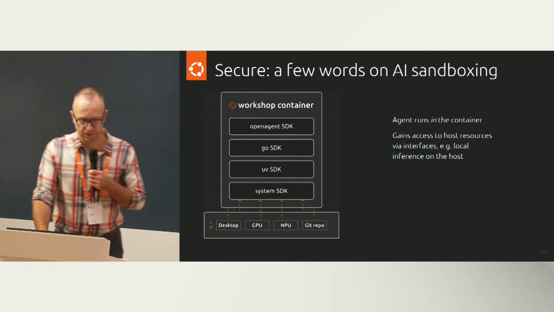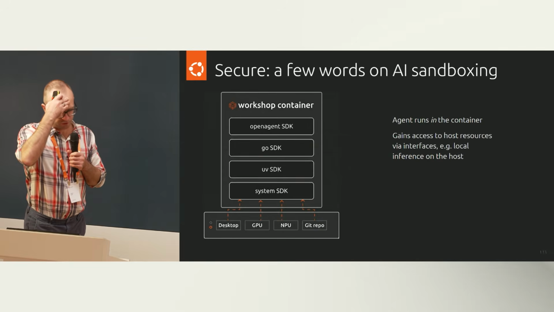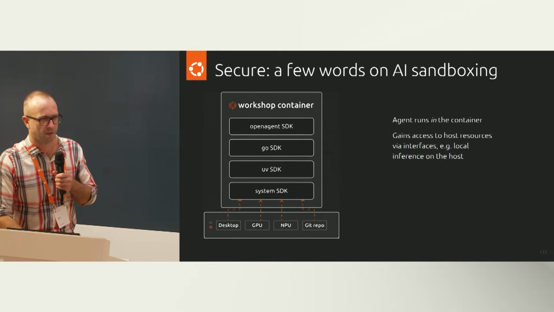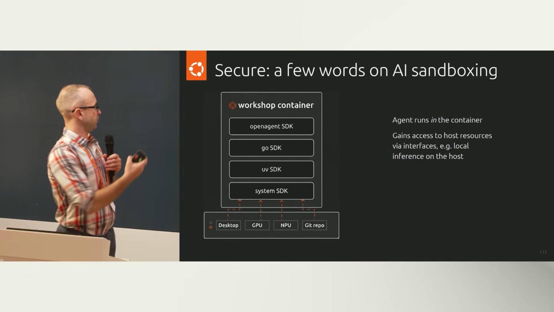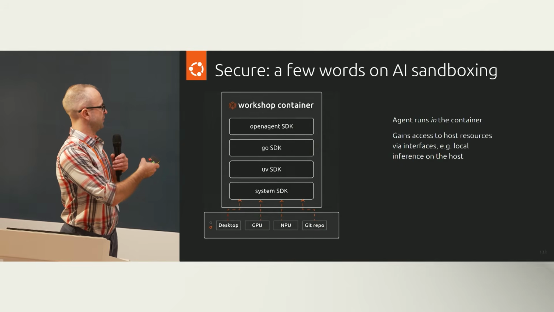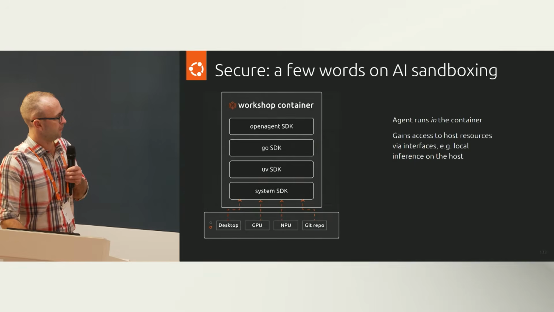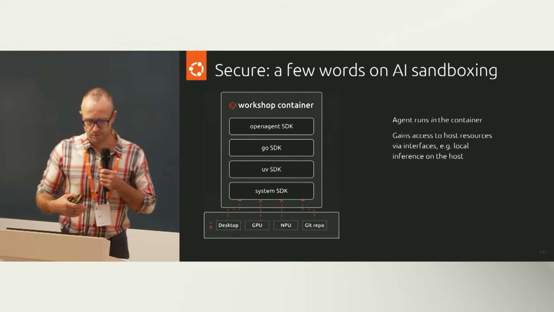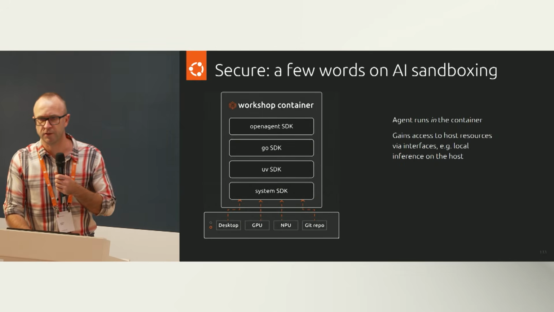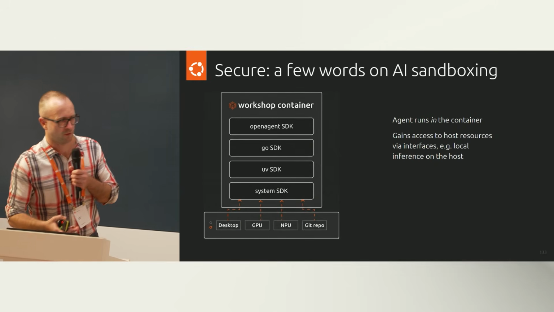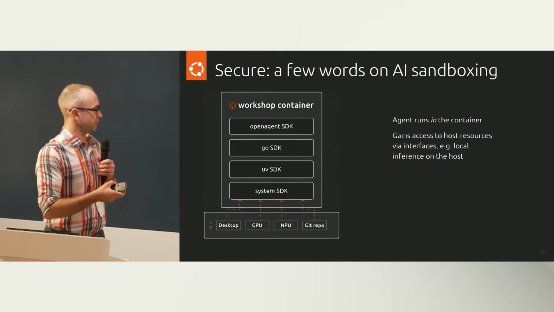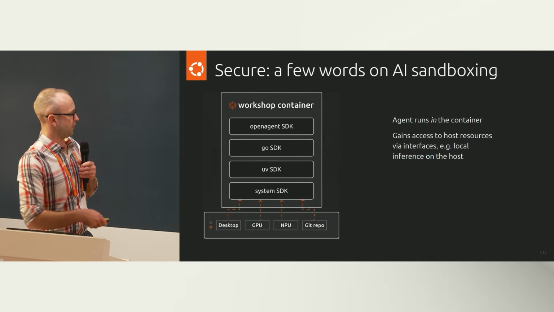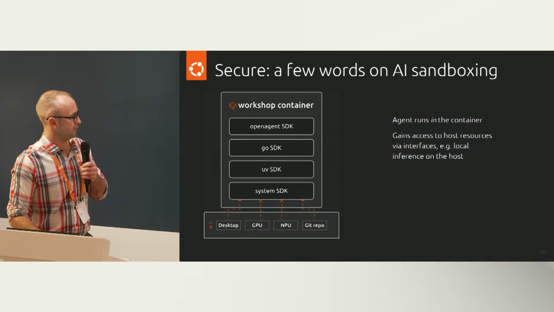And a few words on the sandboxing as well. So we imagine that working in the same fashion. You can use the workshop to run agent environments and then agent workflows. This example is the UV, Go, and Open Agent SDK running in the container. When Open Agent runs in the container and needs a certain resource, it can request it from the user, and then it's on the user whether to expose GPU, NPU, desktop, or anything else that's exposable into the container or not.